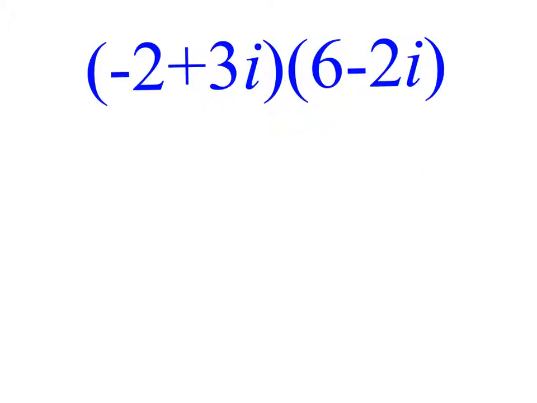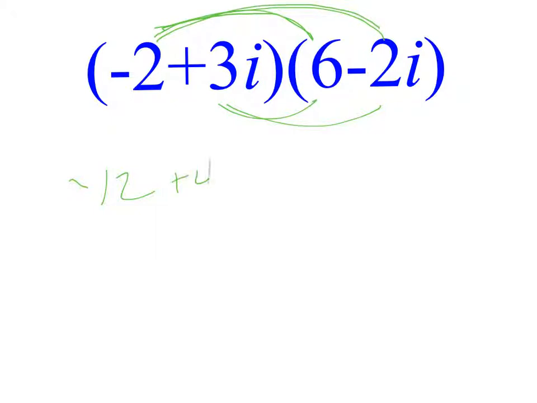Here's another example of multiplying complex numbers. Again, it's very similar to variables. You can really sort of think of i as just being a variable, so here I would FOIL this out. First, outer, inner, last. So the first, negative 2 times 6 is negative 12. Negative 2 times negative 2i would be positive 4i. 3i times 6 would be 18i. And 3i times negative 2i would be negative 6i squared.